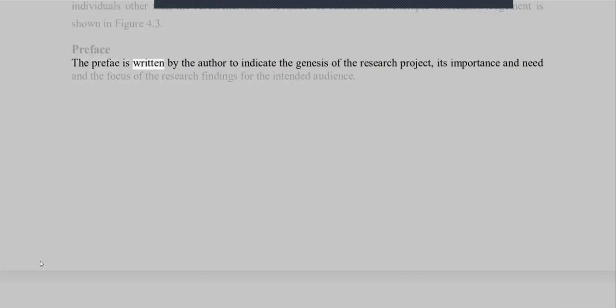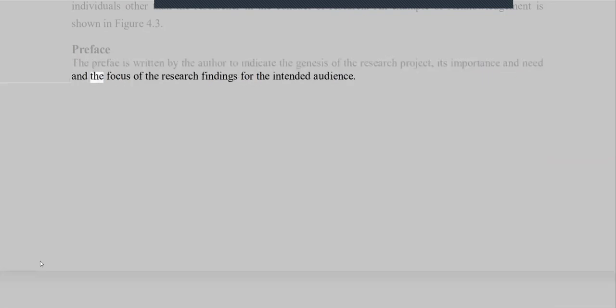Preface. The preface is written by the author to indicate the genesis of the research project, its importance and need, and the focus of the research findings for the intended audience.